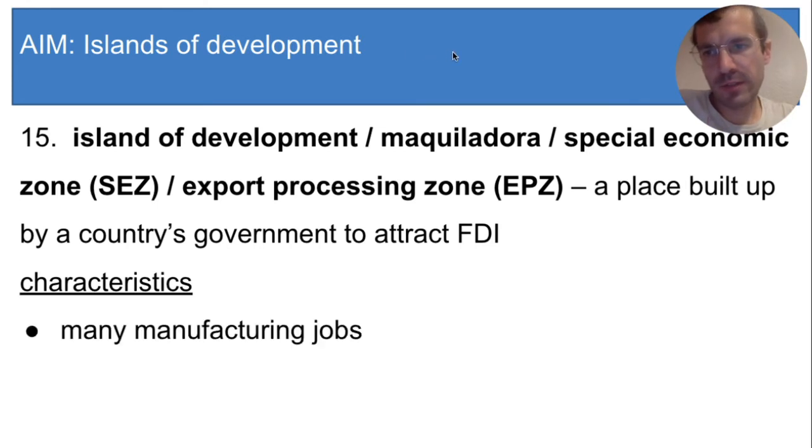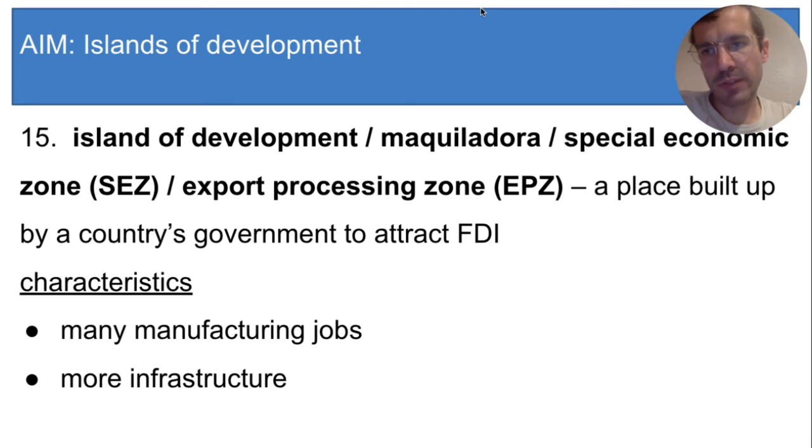First, islands of development have lots of industrial jobs because they're areas where many transnational corporations have their factories. They're industrial zones with lots of factories near each other. These jobs pay low wages, which is one reason why transnational corporations like to move production to those areas. Islands of development are usually located in LDCs whose cheap labor gives them a comparative advantage in manufacturing.